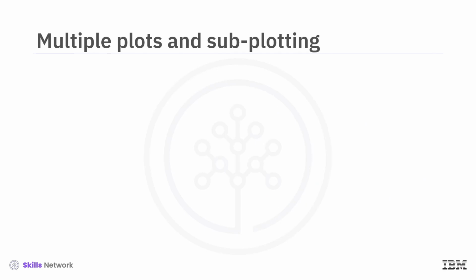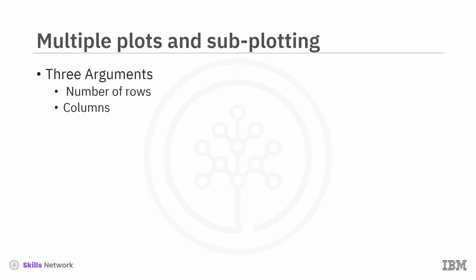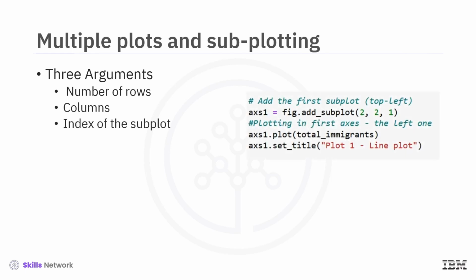Alternatively, we can use the add_subplot function. It takes 3 arguments. First, the number of rows. Second, columns. And the last is an index of the subplot. You can create different axes on the figure and add subplots as shown here.